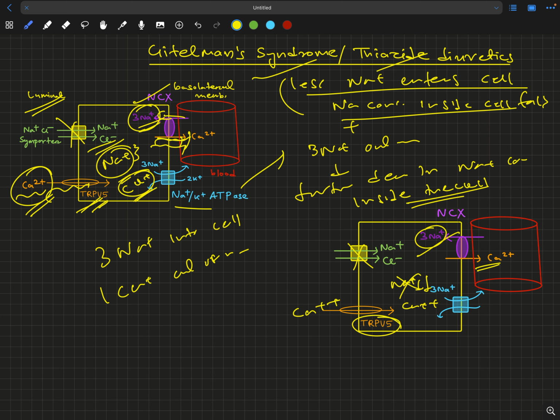Now if NCX is acting vigorously, or aggressively removing calcium from the cell, intracellular calcium is low, so there will be more calcium flow into the cell via this TRPV5 channel, and this calcium will eventually move to the blood. So what will happen is that it increases calcium reabsorption.